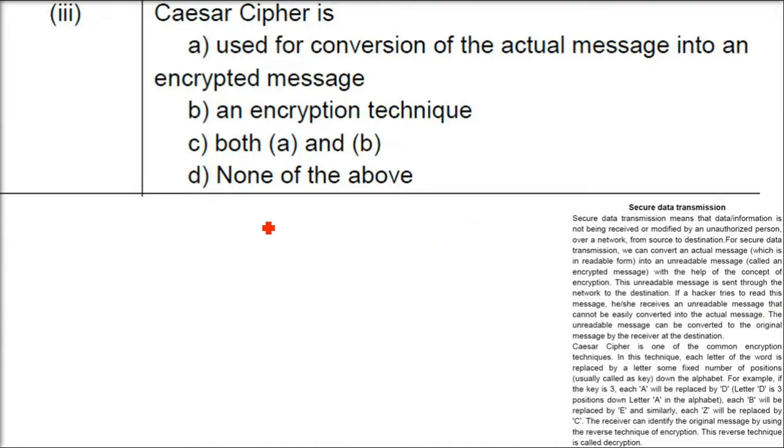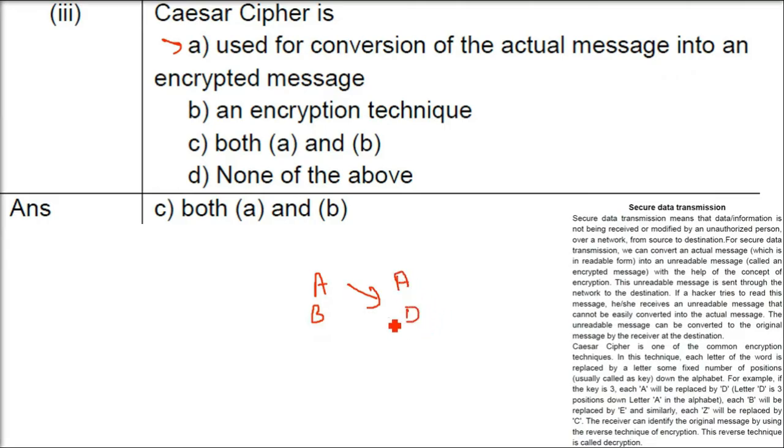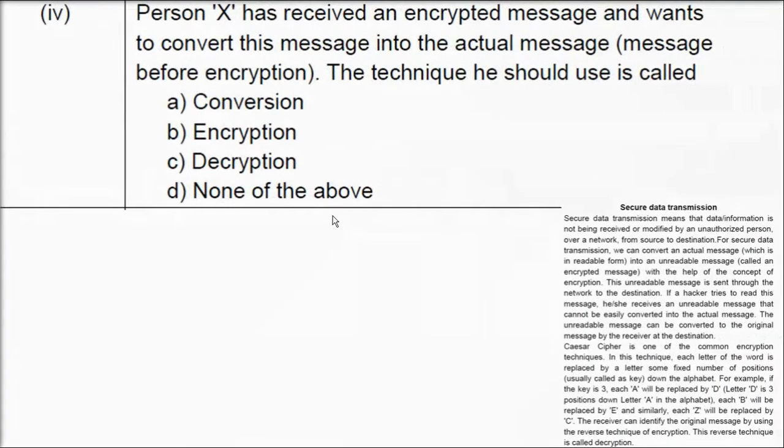Caesar cipher is what we have just seen. It is used for conversion of the actual message into the encrypted message, and this is an encryption technique. If you remember, we converted A, B, C, everything, in which we added 3 to each character if the key is 3. If the key is 4, you just add 4 to the position. So it's an encryption technique, used for conversion of the actual message into the encrypted message.